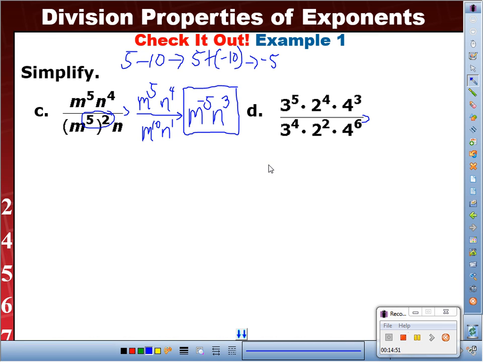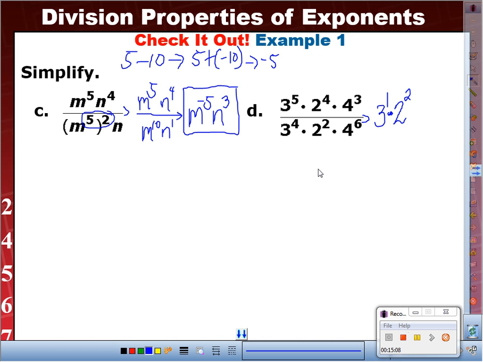Okay, let's see. 3's have the same base, yes? So 5 minus 4 is 1, so this is 3 to the first. So far so good? Times. 2's have the same base, so 4 minus 2 is 2, so this is 2 to the second. So far so good? Times. 4's have the same base, so 3 minus 6, that's 4 to the negative 3. Hands if you got that. Okay? Like I said, for right now it was okay to leave it with a negative. However, from this point forward, I'm going to explain why we cannot have negative exponents. From this point forward, no negative exponents.